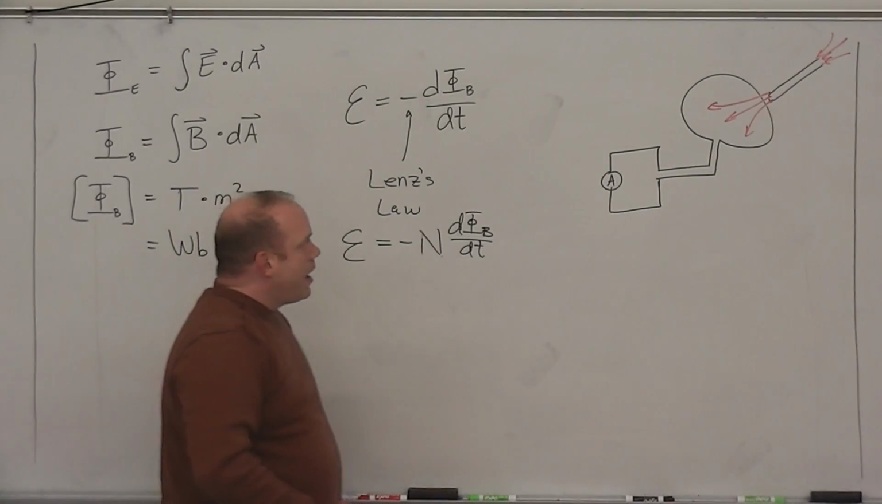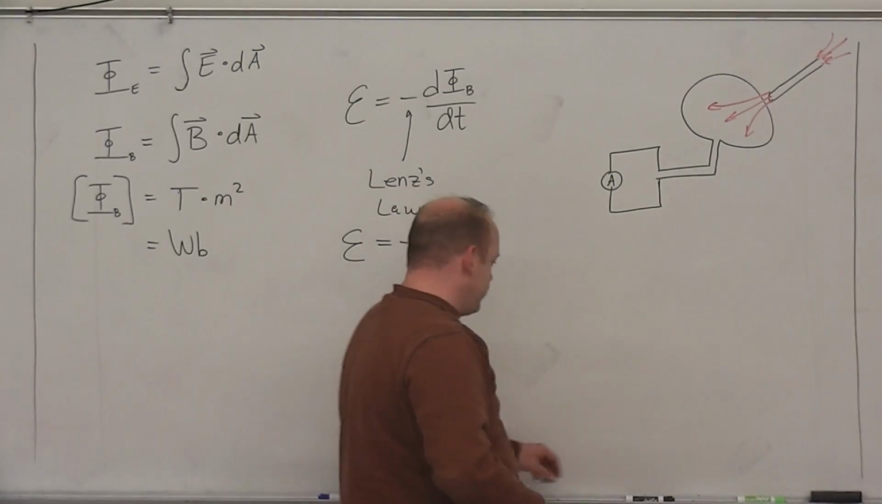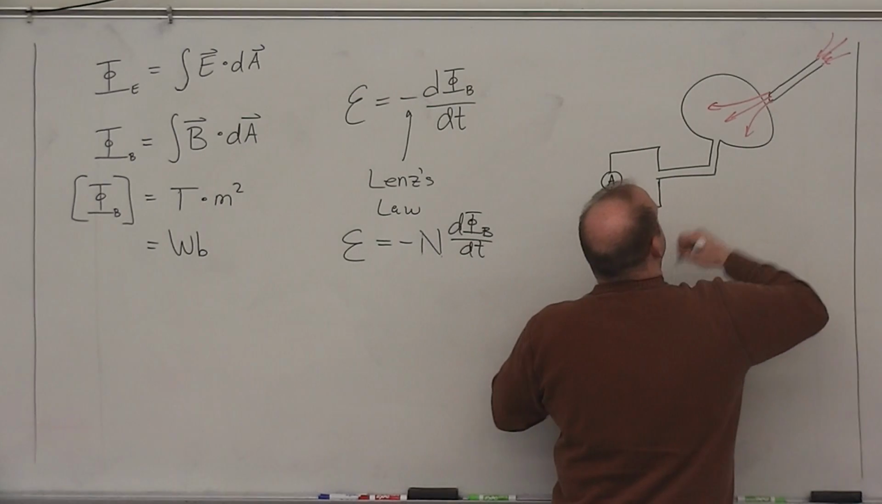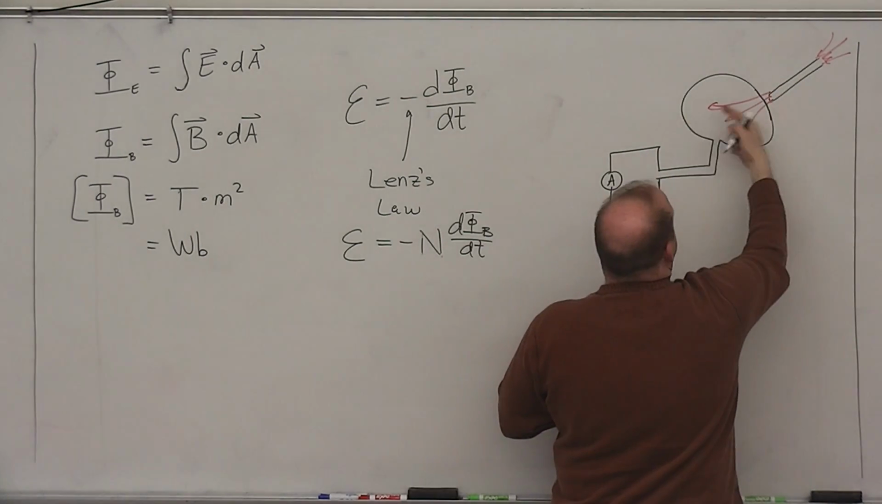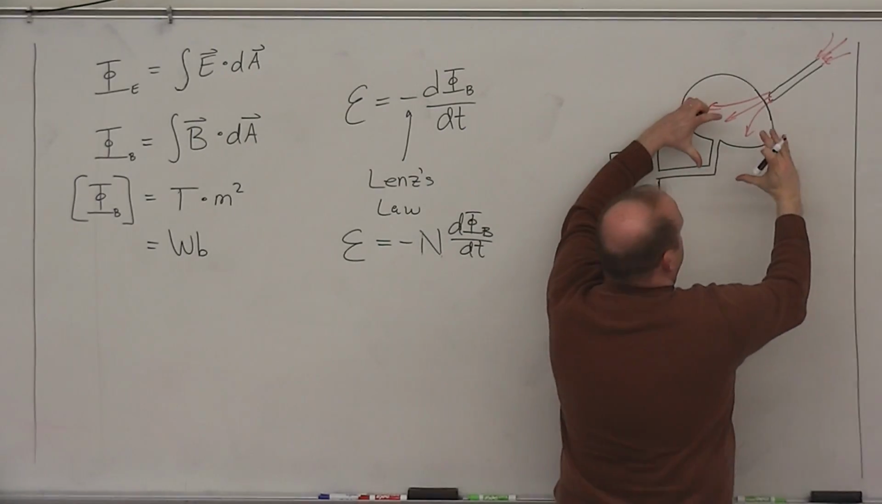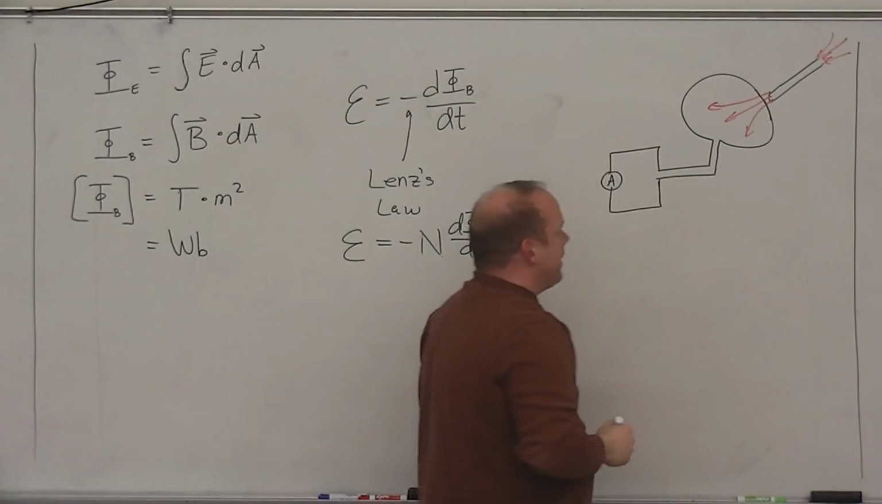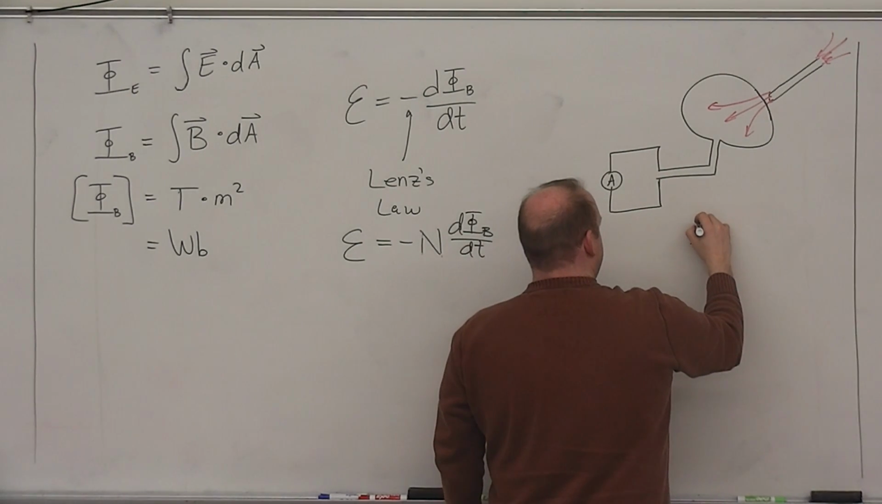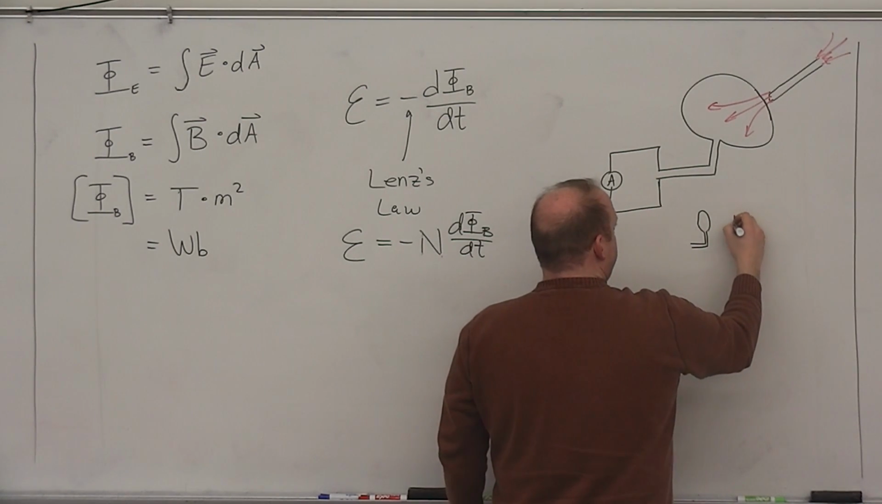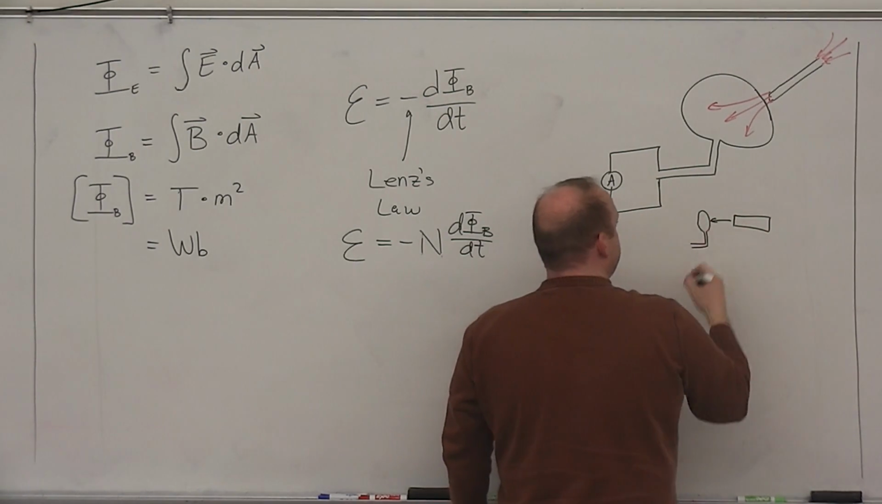Okay, so this is coming in through here. Here's my coil. It's going in through like that. I was looking at a side view. Okay, the bar magnet would be entering in this direction.